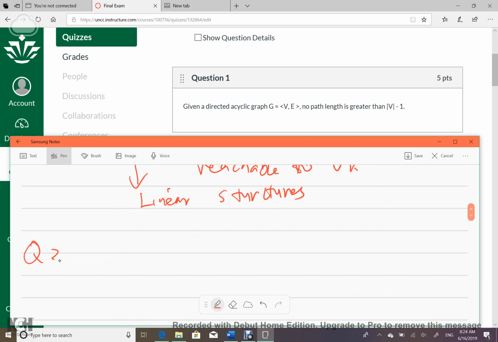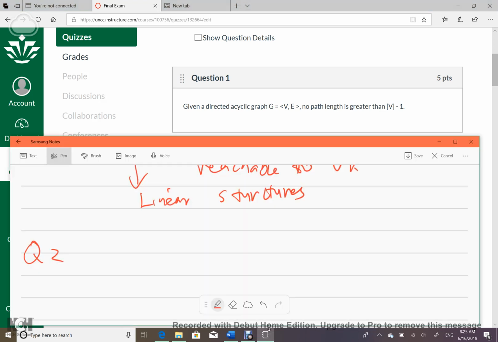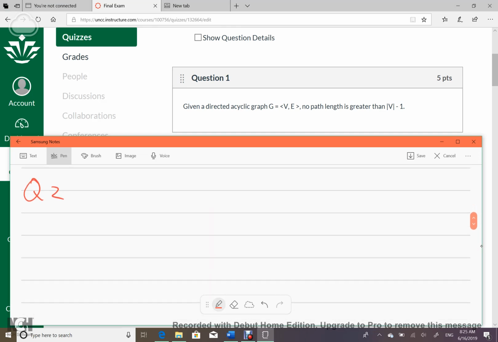Now let's take a look at Question 2. What is the time complexity of the depth-first search algorithm of a graph where the number of vertices is n and the number of edges is theta n? For this question, we want to check, do you still remember the depth-first search? Let's give a graph A, B, it doesn't matter whether it is undirected or directed, weighted or unweighted.